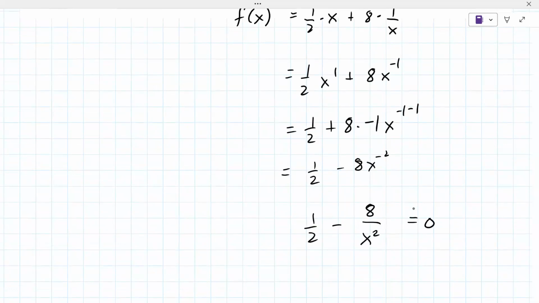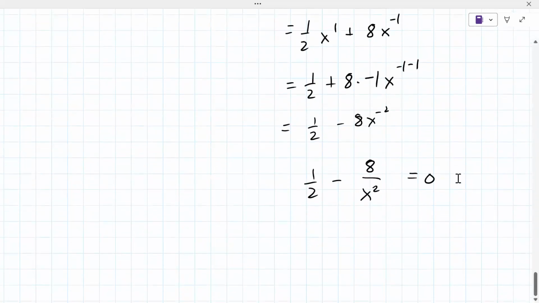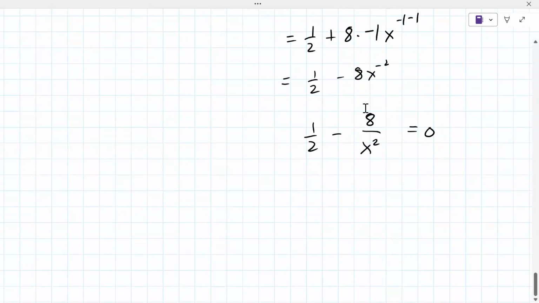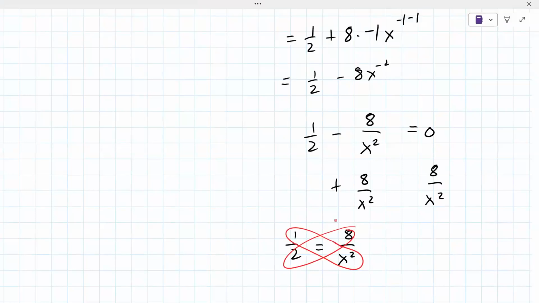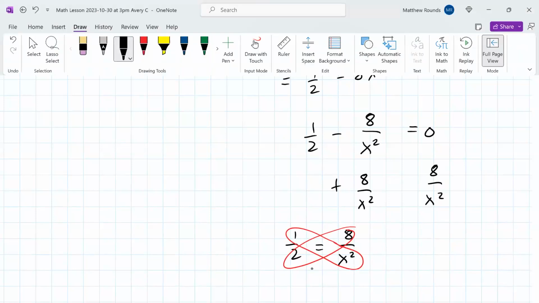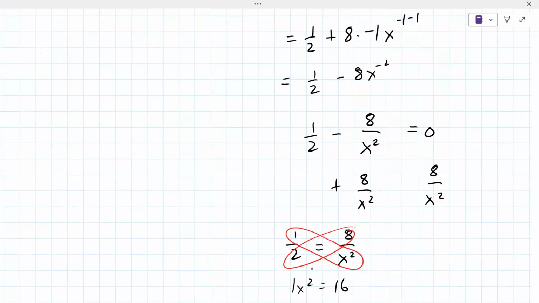You're setting this equal to 0. So to solve something like this, you're going to move this minus 8 over x squared to the other side of the equation. So you're going to add that to both sides. So you have 1/2 equals 8 over x squared. Now you can cross multiply. Saw that in the previous course, kind of a butterfly thing here. So x squared times 1 is 1x squared. 2 times 8 is 16.